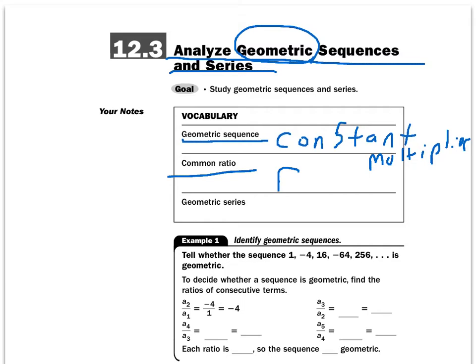In a geometric series, remember when we talk about the word series, we're talking about adding up a sequence. So series is when you add all the terms of a sequence together.